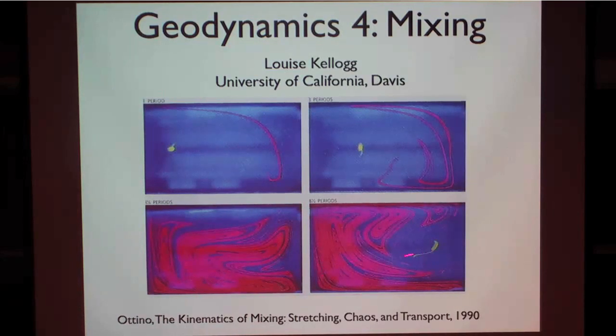This is often going to be the paradox of mixing, that it's quite sensitive to the specifics of the flow. And since we don't know the specifics of the flow or the history of the flow very well in the mantle, that makes it a challenge.